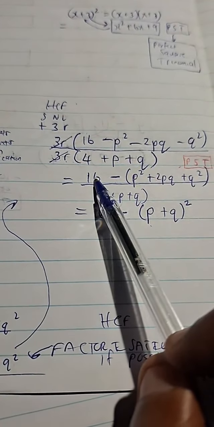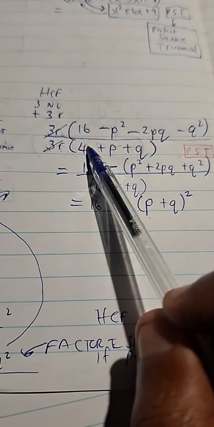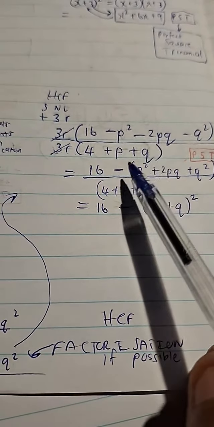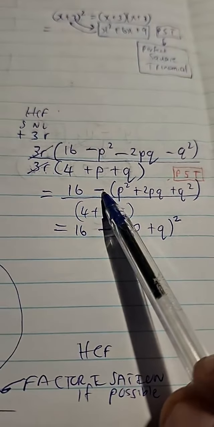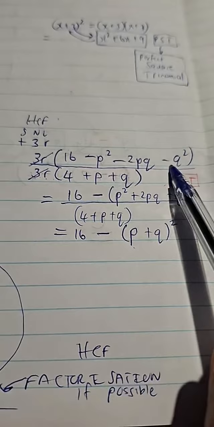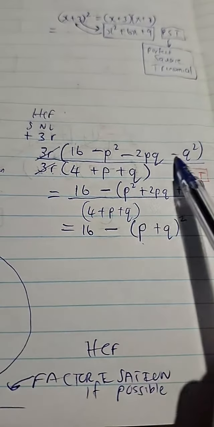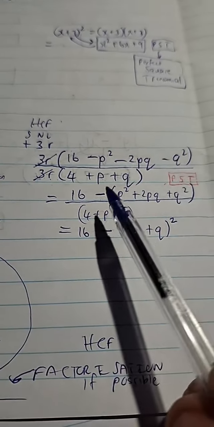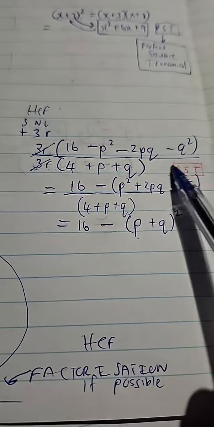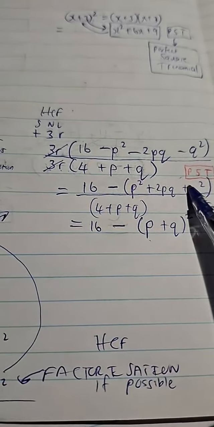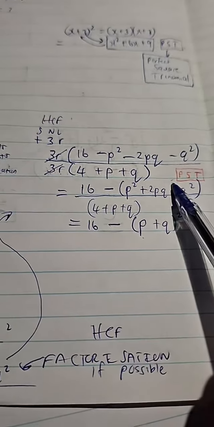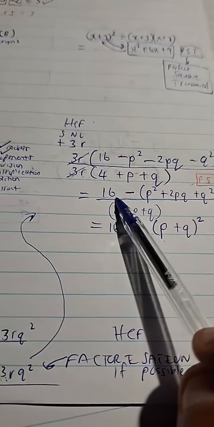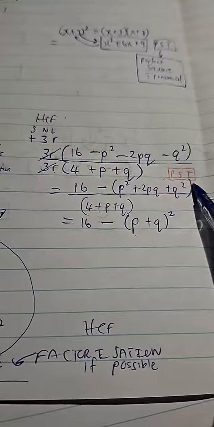This is 16. In the denominator, I have 4 plus p plus q. Here in the numerator, there's 16 minus. Take out the negative sign for these 3 terms. Why? So that I can look at this expression in the denominator as having 2 terms. But these 2 terms, remember, this now is 1, this is 2 terms.